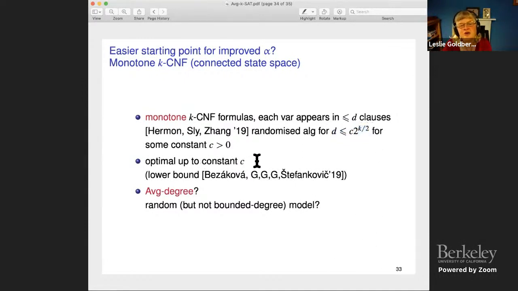And we do actually know that that's optimal up to the constant C. So we're not going to do better than 2 to the K over 2. But maybe what I'm saying is, why should it be 2 to the K over 300? So I'm not suggesting you'll get all the way to the threshold, but I don't think that ours is as good as you could do.